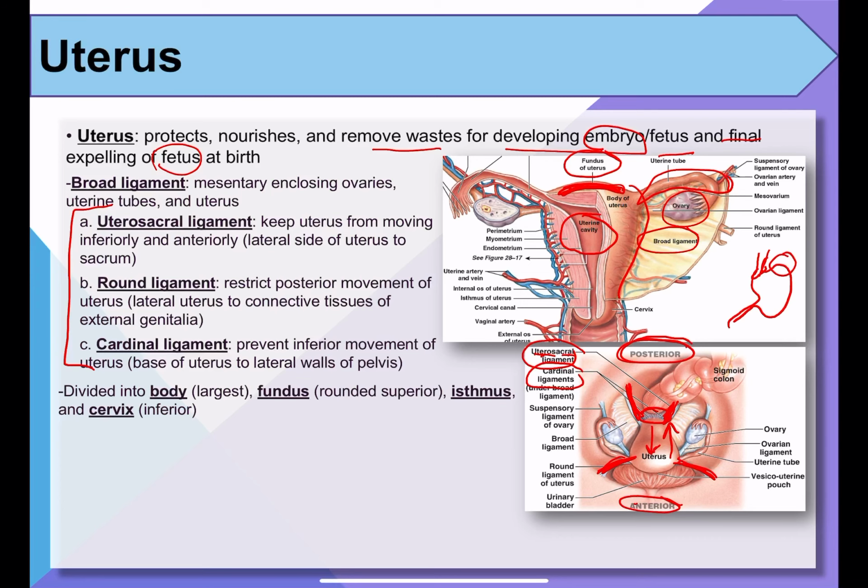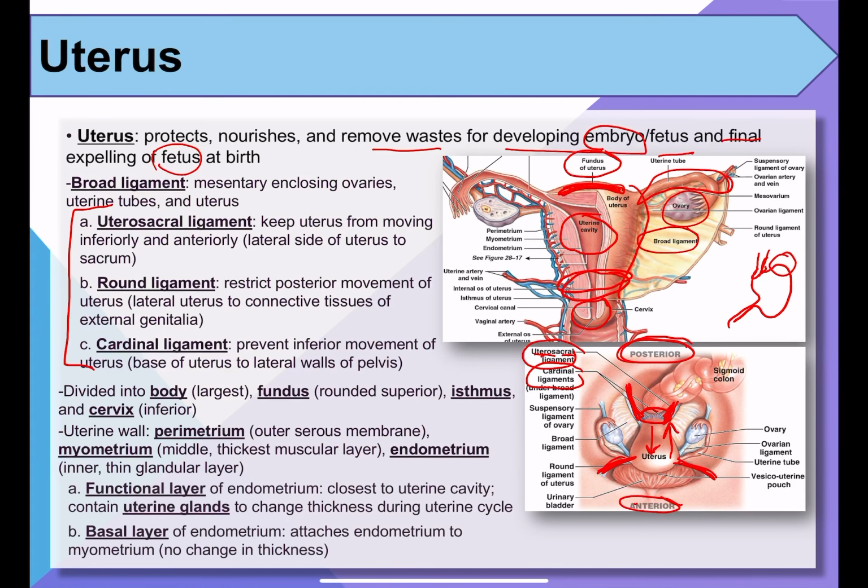And then you have the isthmus, which is the more narrow part of the uterus right there. That's another good word to remember terminology-wise, because isthmus probably refers to somewhere converging from an expanded area to a more narrow area. And then you have the cervix on the inferior, most bottom part of the uterus.